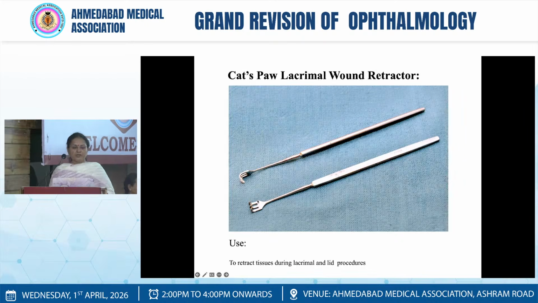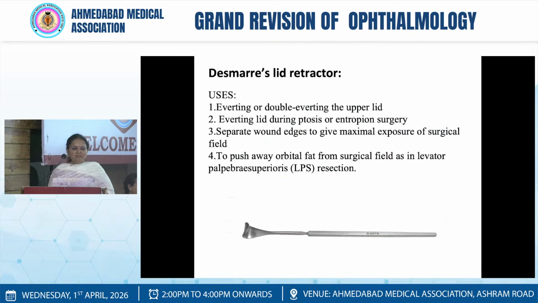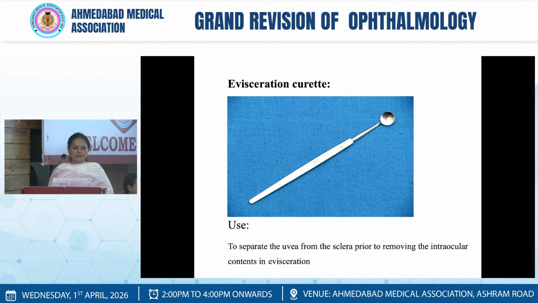It's called cat's paw. Then Desmarres lid retractor, for everting or double everting the upper eyelid. The most common site of foreign body is which area? Yes, so you have to double evert it, then you can find out the foreign body if in case you have missed it. So for any lid surgery, you can have a proper exposure with the lid retractor.